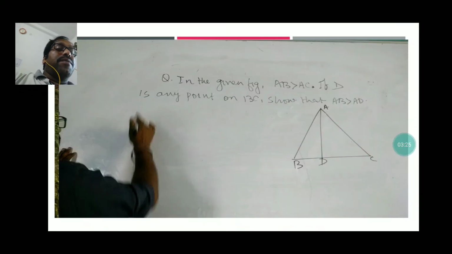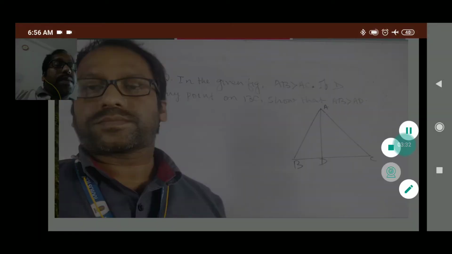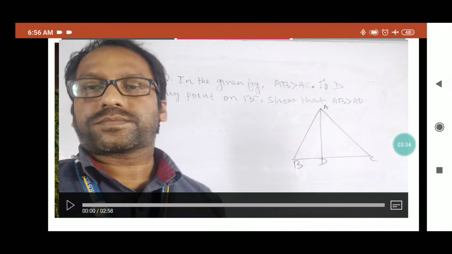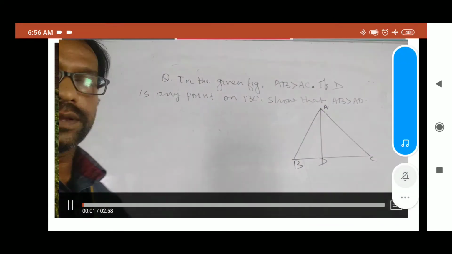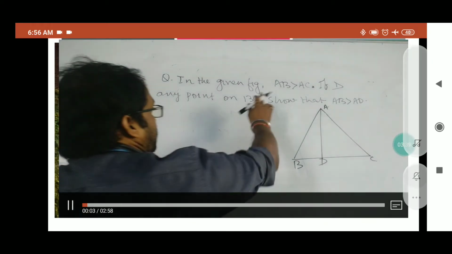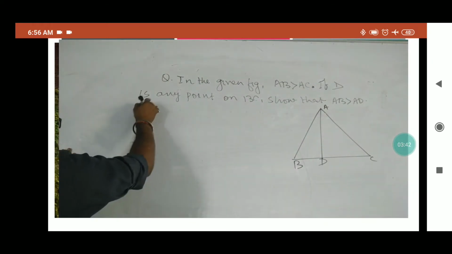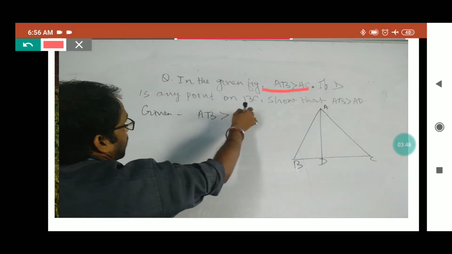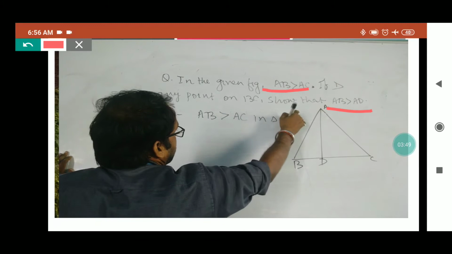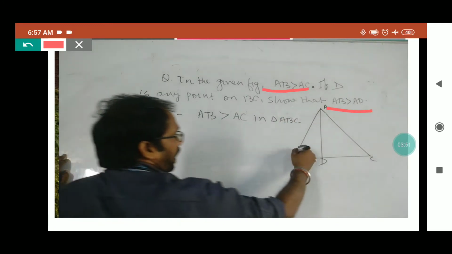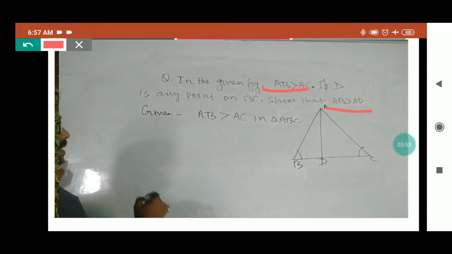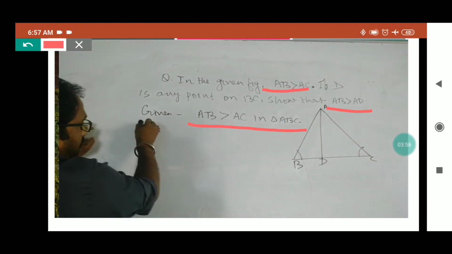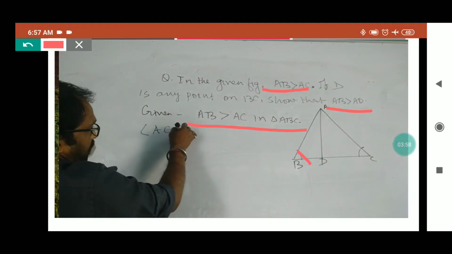On this I have made one video that I would like to discuss with you. See here, this is a question. What is given there? It is given that AB is greater than AC, and D is any point on BC. Prove that AB is greater than AD. Good. We are going to use this one. AB is greater than AC in which triangle? In triangle ABC. Obviously, then we have angle B and angle C.